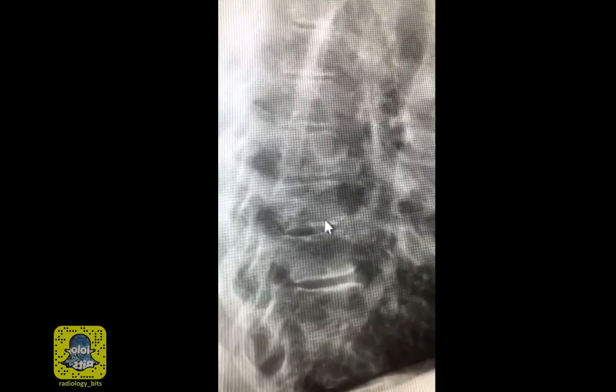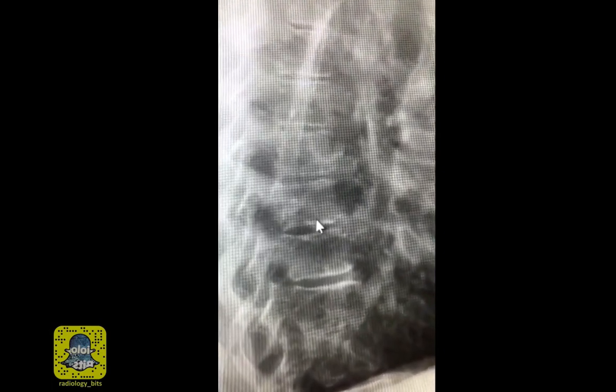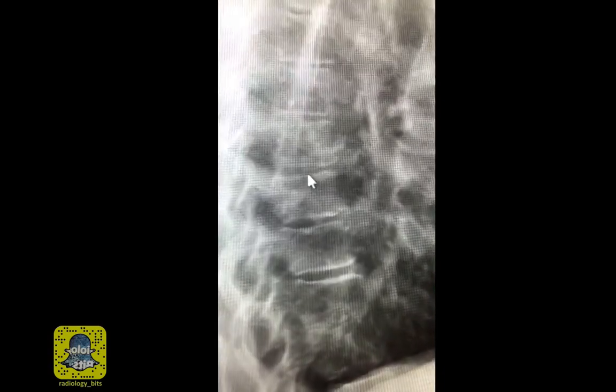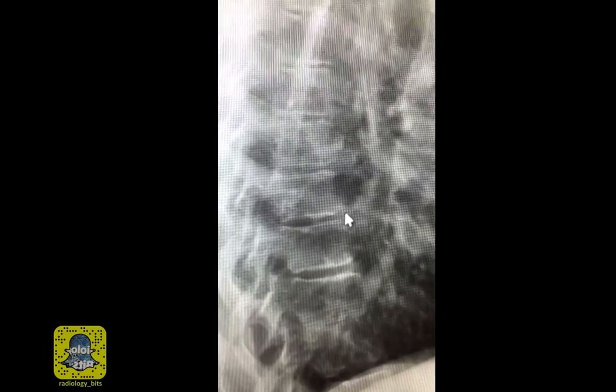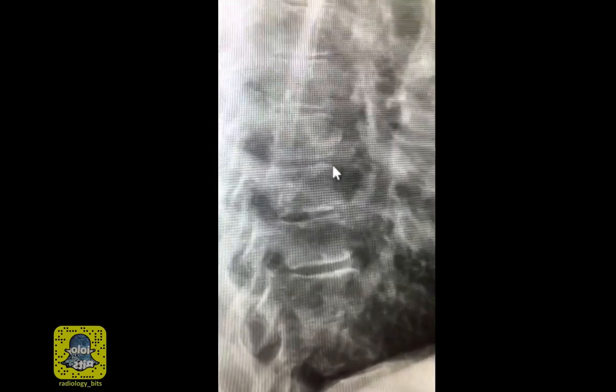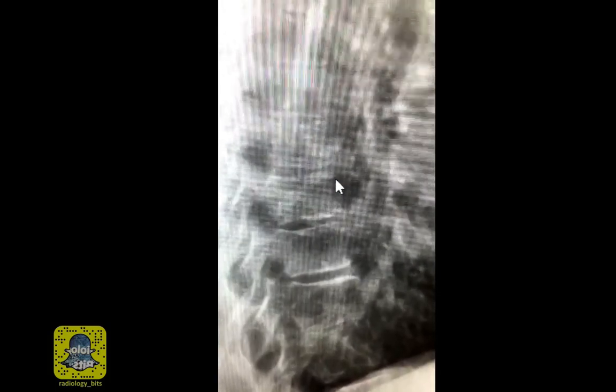And there are no obvious lytic lesions which appear dark or sclerotic lesions which appear white. You could argue about minimal decrease in the disc space height with associated osteophyte formation of minimal degree, which are features denoting early degenerative spinal changes.